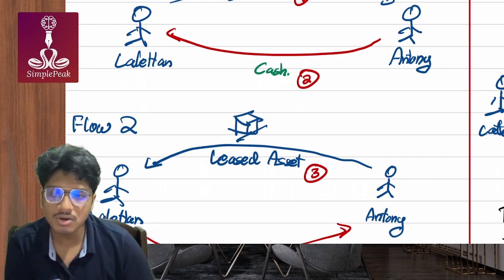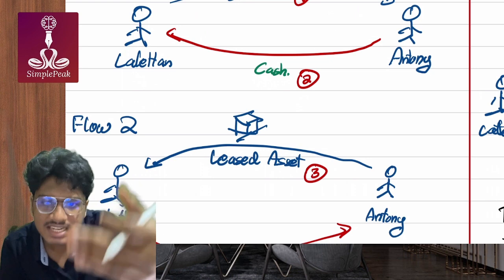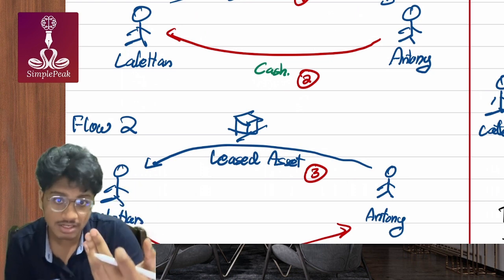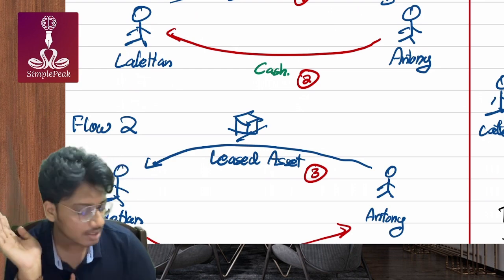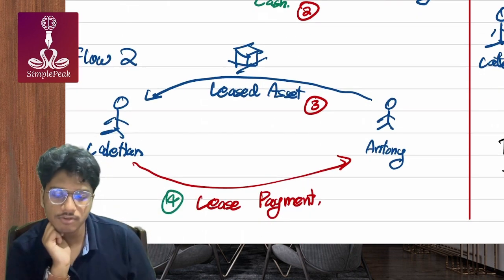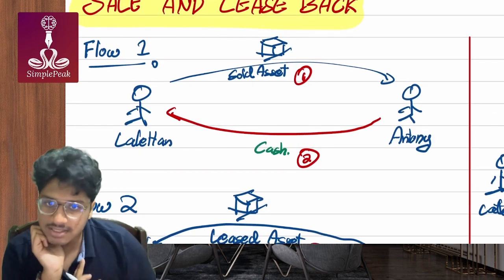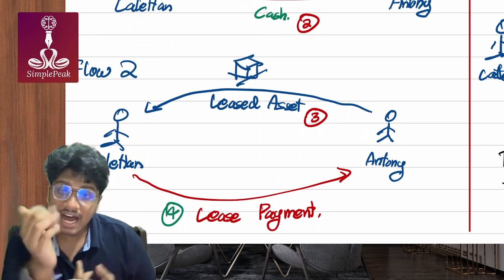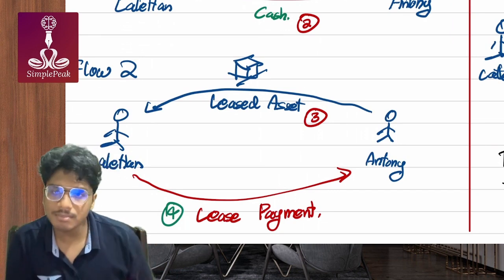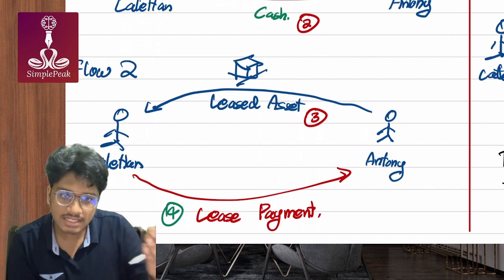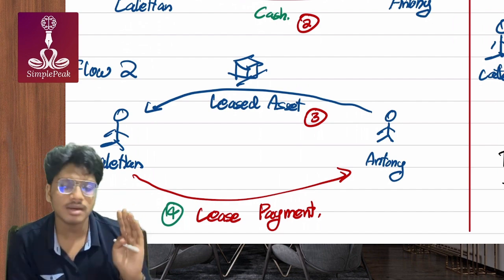Now, whose ownership does this belong to? Anthony's, right? So Anthony has leased back this asset to Layman, and Layman is making the lease payment. That's the case being discussed here. In flow number 1, Layman sold this asset and received the cash, and in flow number 2, Layman got this asset from Anthony, who is the lessor. Anthony leases this asset to Layman, and Layman makes the lease payment.